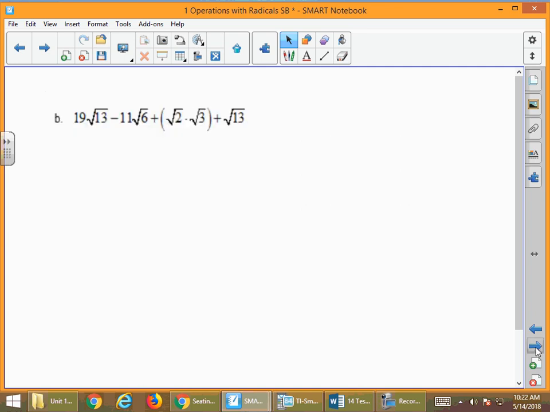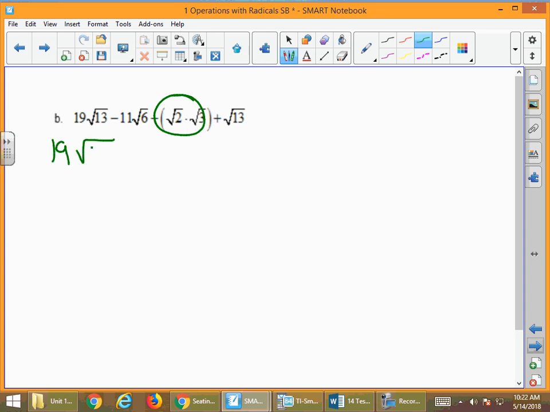As we look at letter B, same idea here. We need to do the multiplication first, which is in this parentheses here. We'll deal with the rest of it in a couple minutes. But the square root of 2 times the square root of 3 is the square root of 6. And then we have the square root of 13.